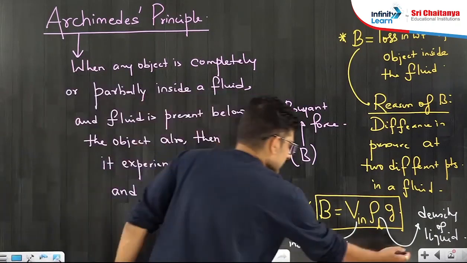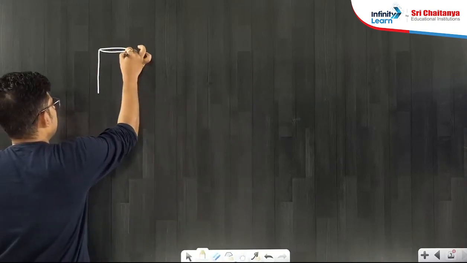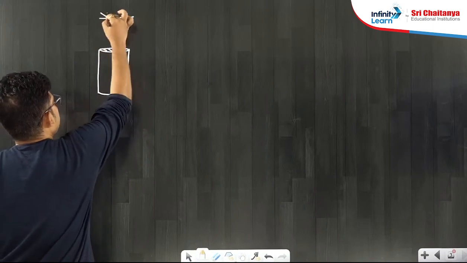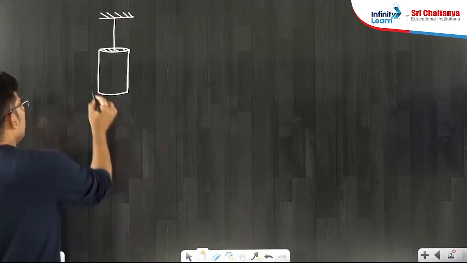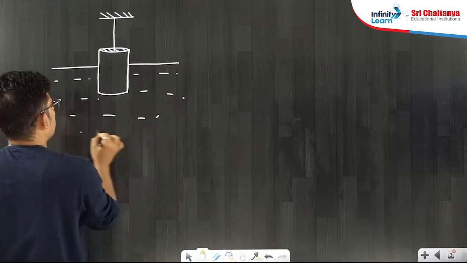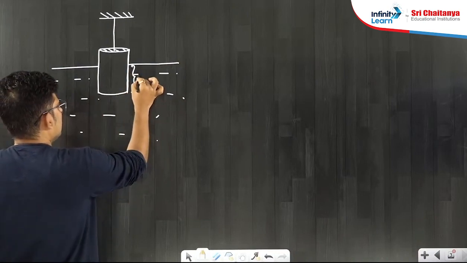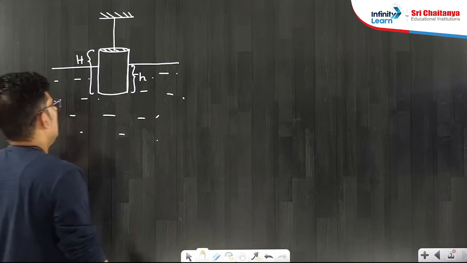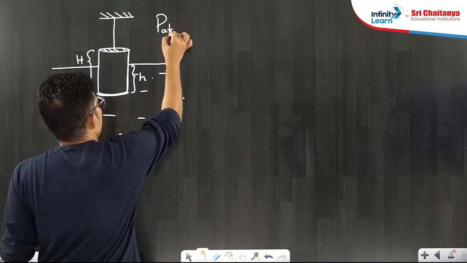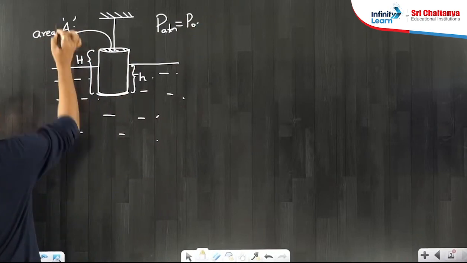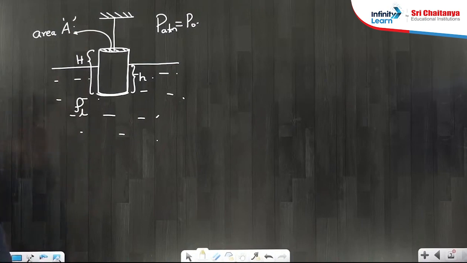Okay, so let's see. Now I am taking two cases. Suppose I have this object, this is a solid object, and say I have tied it with a string. Now this is partially inside a liquid, and let's take this height as small h, total height as H. Clear? Okay. Now atmospheric pressure is P naught. This area I am taking as A, and the density of the liquid is rho_L. This is the density of the liquid.